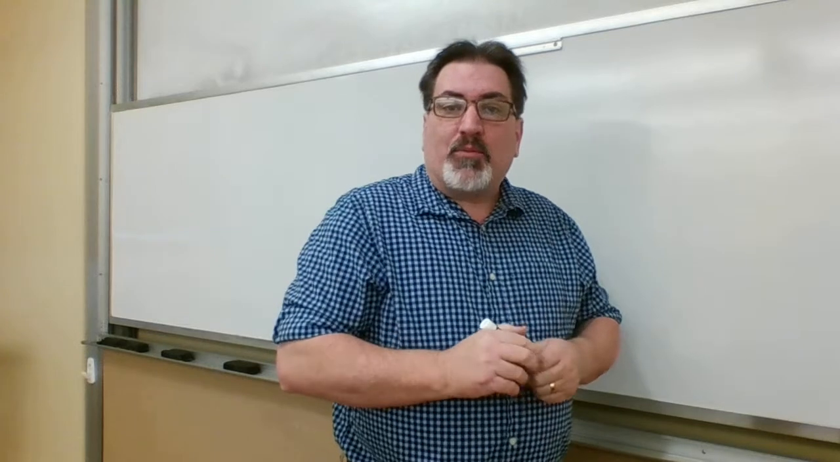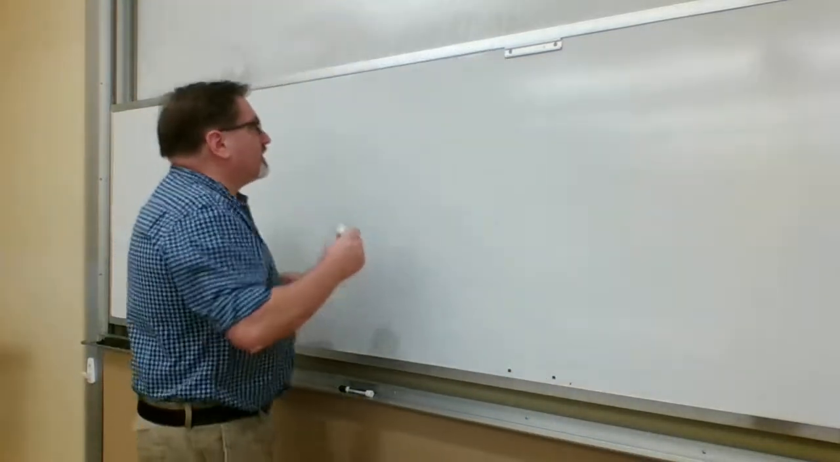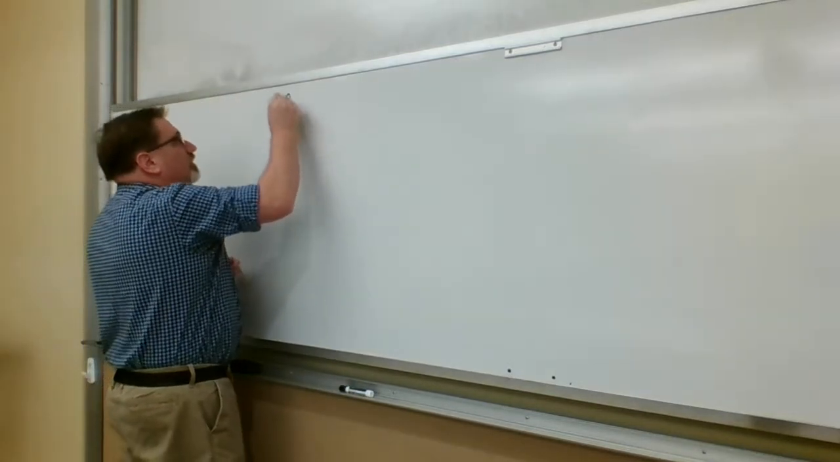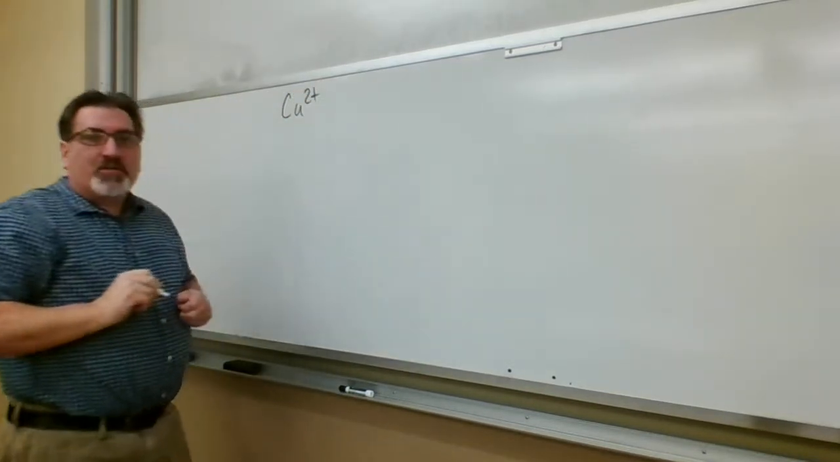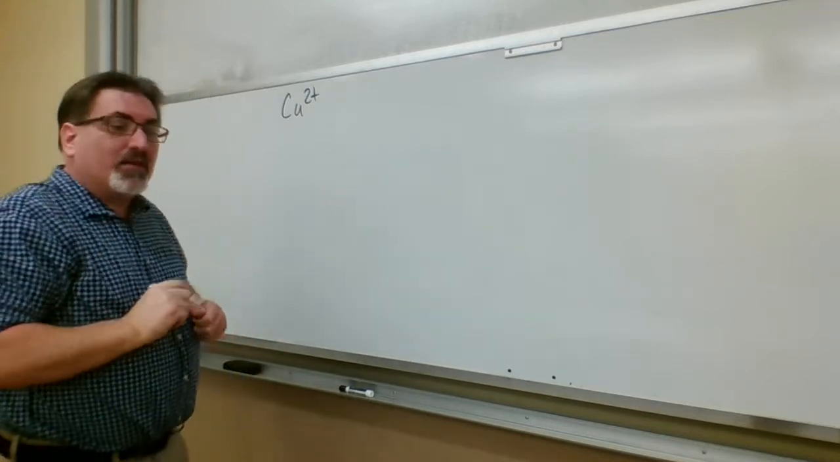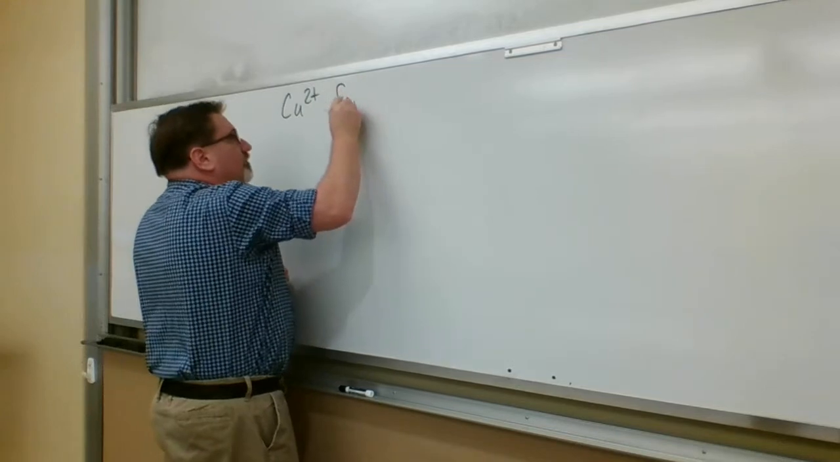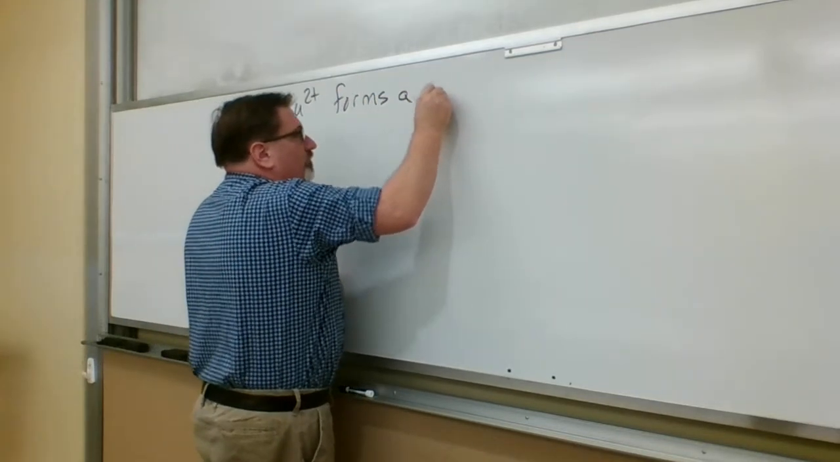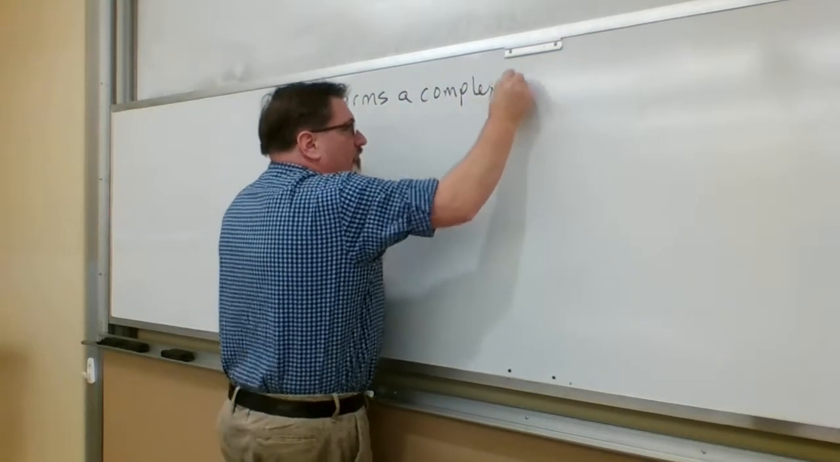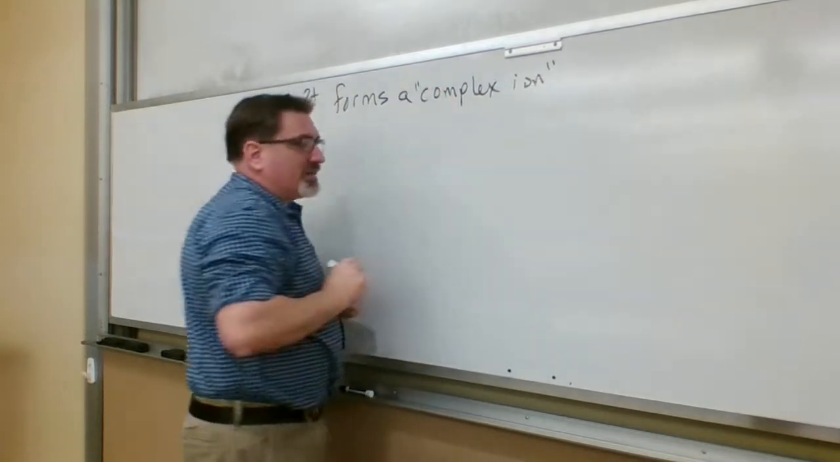It's a metal ion that has what we call ligands. They're molecules or ions that are attached to it through Lewis acid-base reactions. And the most common one that we encounter in an initial stage of a discussion like this is copper 2 plus. Copper 2 plus can form a complex ion with several different ligands or different molecules. So it's forming a complex ion.